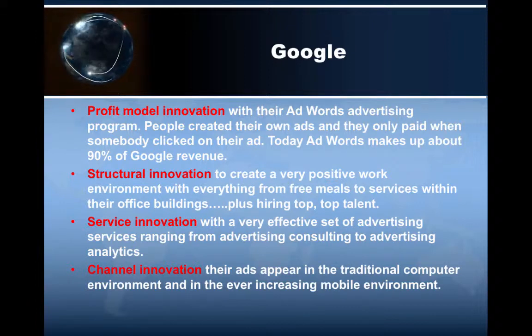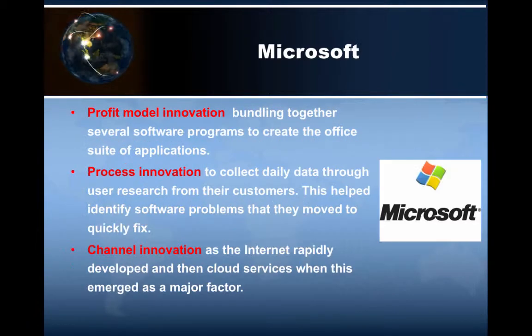They had service innovation with a very effective set of advertising services ranging from advertising consulting to advertising analytics. I'm very much a part of the whole Google AdWords world. They're consulting folks in analytics, so I can tell you this is truly innovative and very valuable stuff to us folks. They also obviously have channel innovation. Their ads appear in the traditional computer environment, of course, but in the ever-increasing mobile environment also. So 4 types of innovation here, fueling Google's success. 5 types of innovation in the Model T, fueling their success.